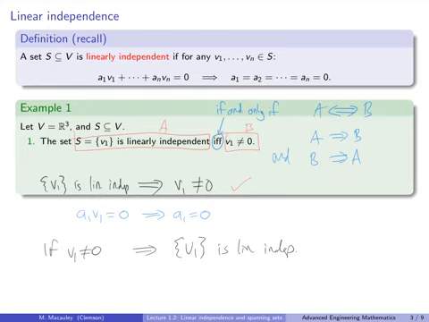Let's check the other direction. If v1 is non-zero, then for a1 v1, the only way to get a 0 vector from a constant times a non-zero vector is if that constant is 0. So absolutely a1 has to be 0. That statement checks out as well. Sometimes we say that v1 being non-zero is a necessary and sufficient condition for the set S to be linearly independent.